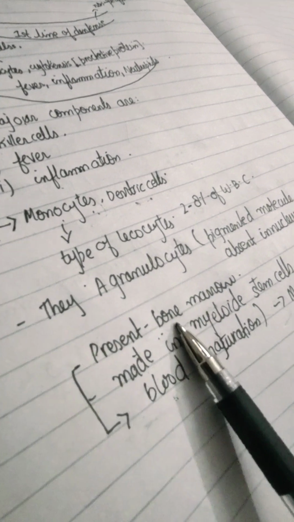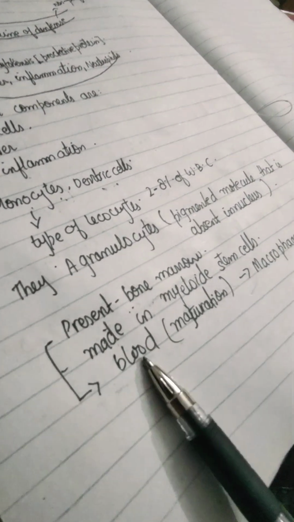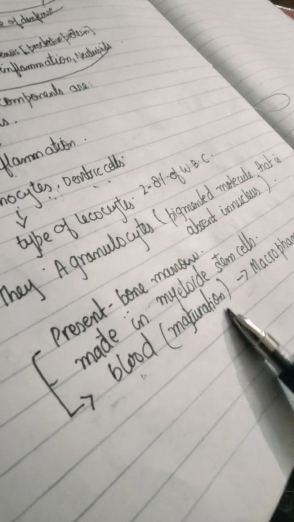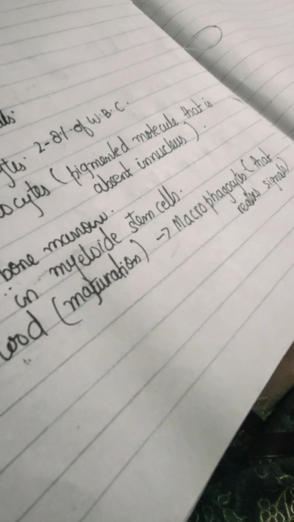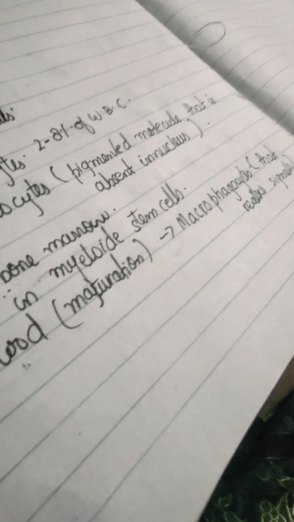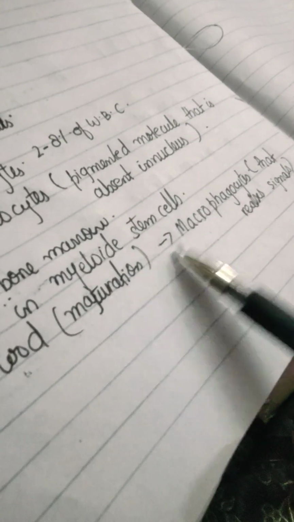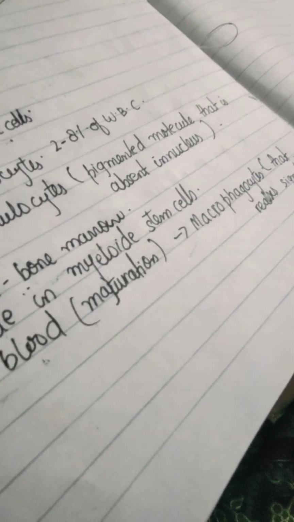Monocytes are present in the bone marrow, made from myeloid stem cells, and after they mature in the blood, they are named macrophagocytes. Sorry, these names are very difficult. After maturation, they are named macrophagocytes.